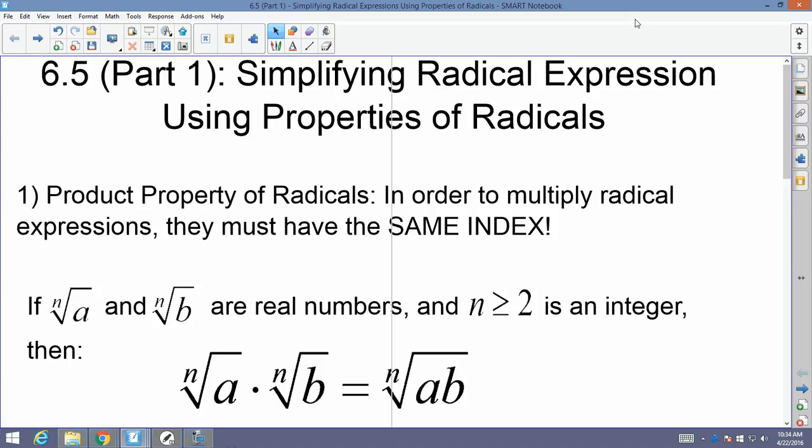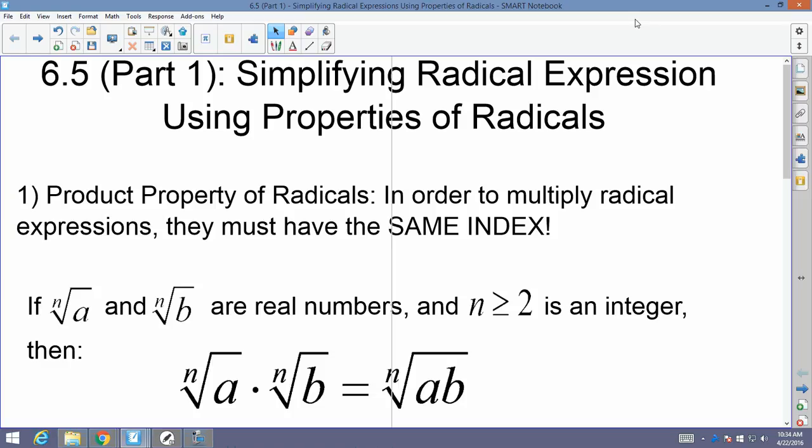Morrow's Algebra 2 class. Today we are going to talk about simplifying radical expressions using properties of radicals. And it's very, very simple as long as we learn it. And the first property we're going to learn is called the product property of radicals.